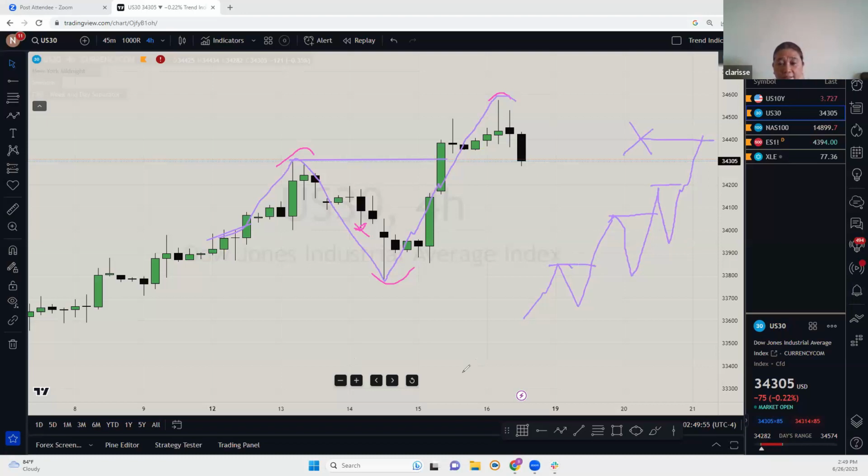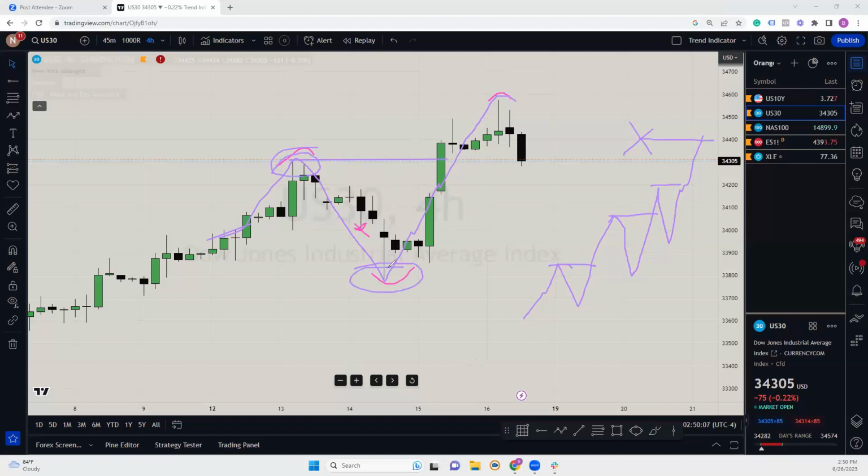So here is an example. If you look at this, we have a swing high here and a swing low here. This swing low takes out this swing high and now makes a new swing high. So what do we expect the price to do right now? To go down. Why?